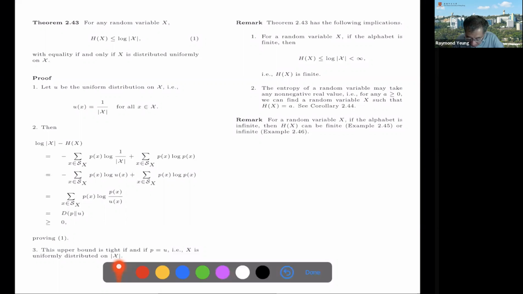Another remark is that in the case that a random variable has an infinite but countable alphabet, entropy can be finite or infinite. It doesn't mean that it is always infinite. Sometimes you have an infinite alphabet, but the entropy can also be finite.